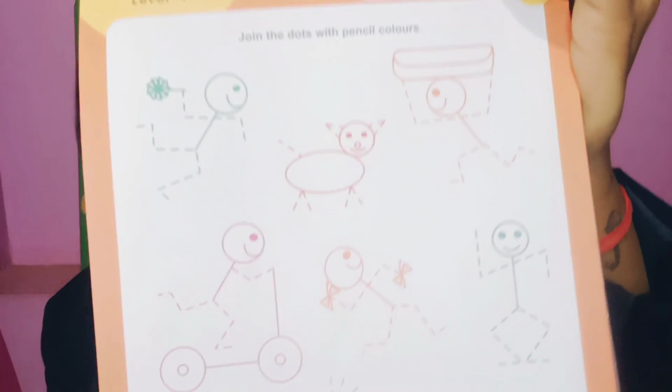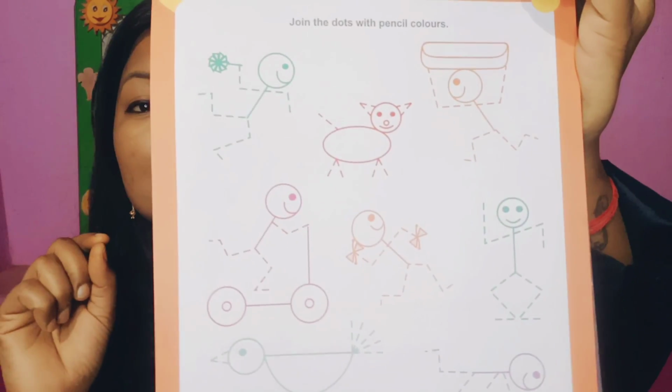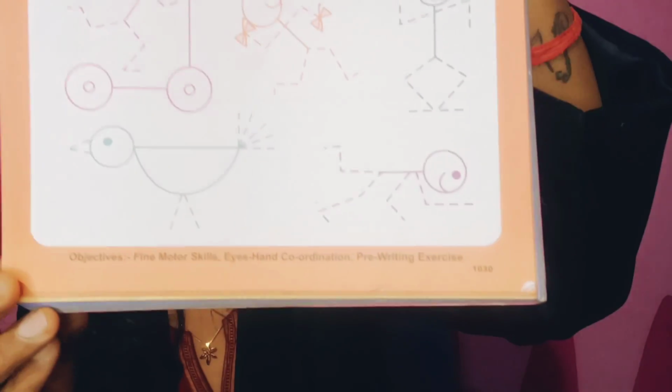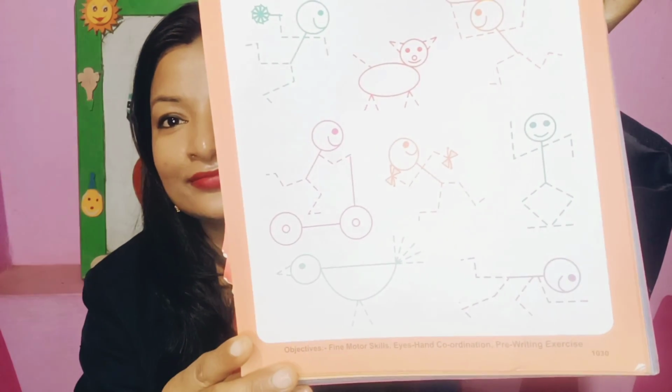Okay, again it is a very interesting thing for all the kids: join the dots with pencil colors. Okay, you have to take pencil colors and you have to join all the dots which you can see here. Okay, after joining the dots, you can find different kinds of steps, and you have to tell me which picture you can find here. Okay, let's talk about the next chapter.